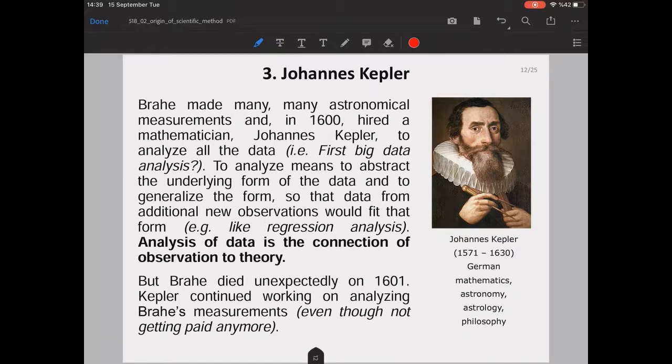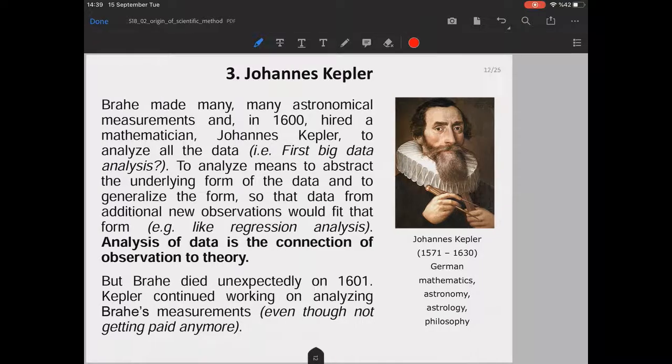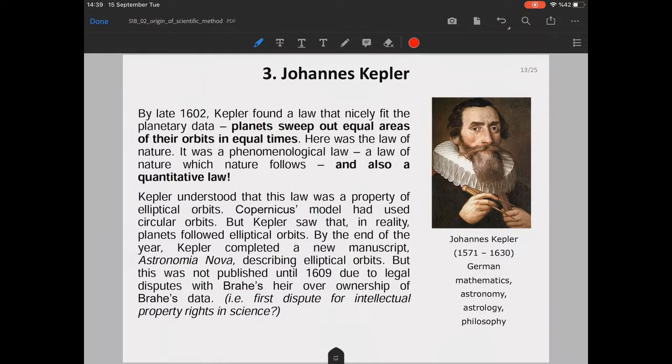But unfortunately, Brahe died unexpectedly in 1601, and Kepler continued working on analyzing Brahe's measurements, even though he was not getting paid anymore, just because of his curiosity, because he was interested in the topic as well. After 1 year or so, Kepler found a law that nicely fit the planetary data.